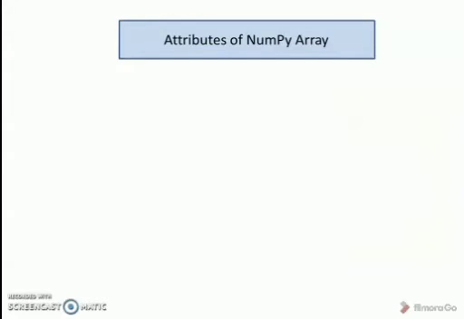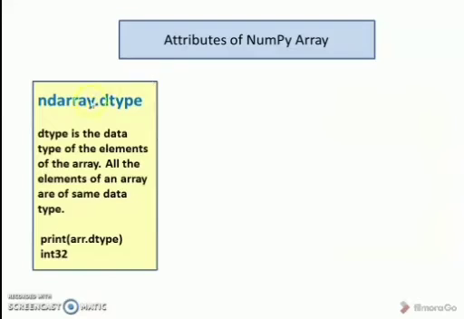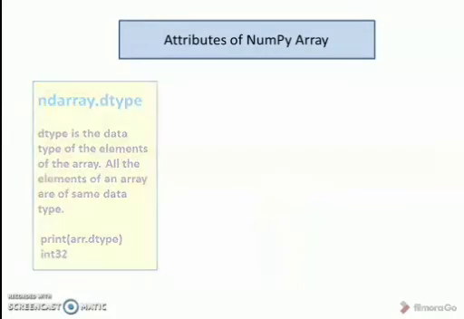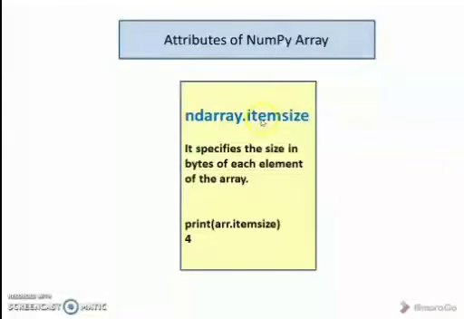Next attribute we have is dtype. This particular dtype attribute is the data type of the elements of the array. When we write array object dot dtype, it returns the type of the elements of the array, right? Next attribute we have itemsize, and it specifies the size in bytes of each element of the array. So when we write array object dot itemsize, it returns the size in bytes. So if particular element is of integer type, it will give 4 because integer takes 4 bytes, right?